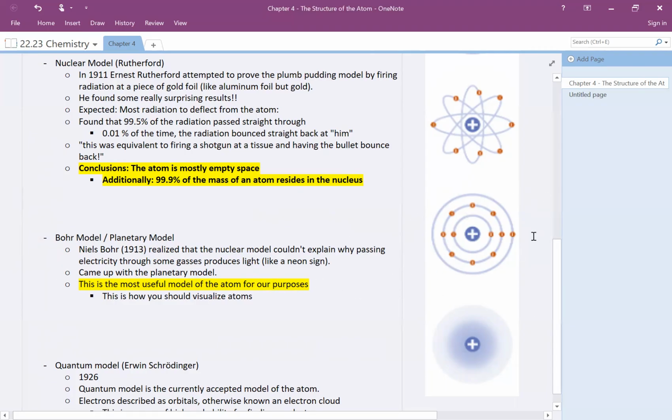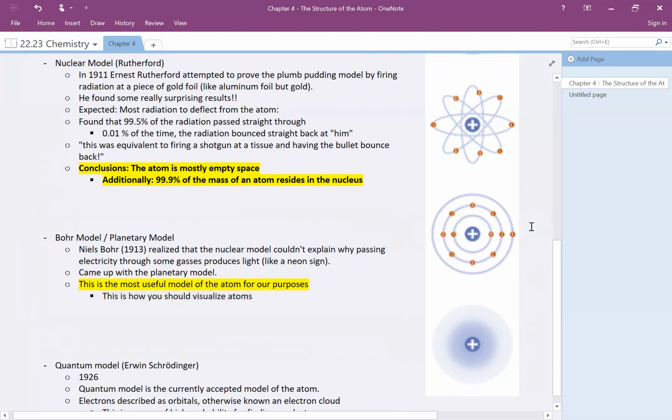This is it. This is what we should think of. I know there's another one, but it's quantum mechanics, and you know it's complex. So we are going to focus on our Bohr model as being our most important model of the atom. And this is where we're going to learn actually a lot of our quantum mechanics and a lot of our chemical reaction principles. So I want you to visualize atoms this way.